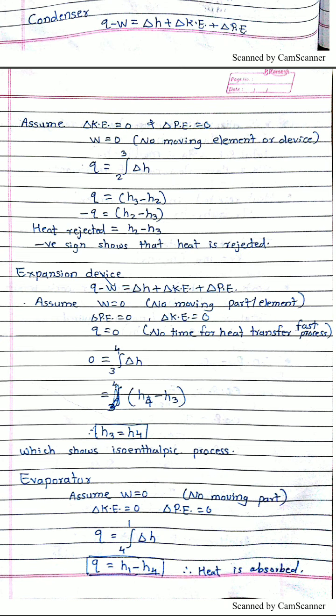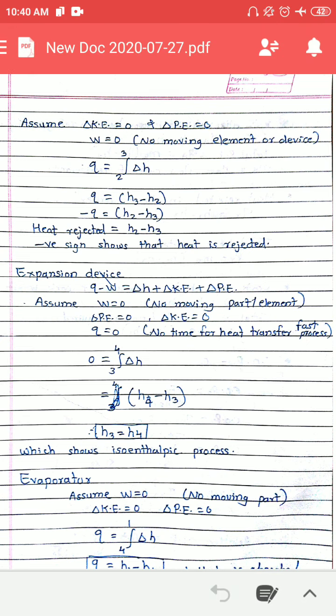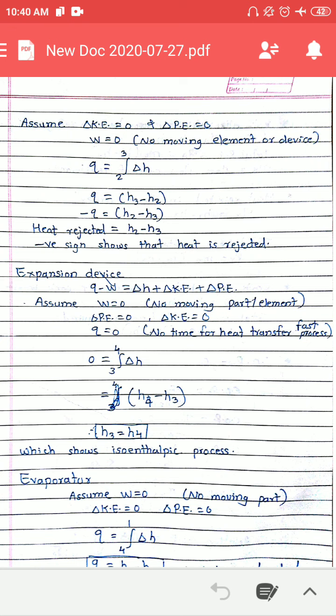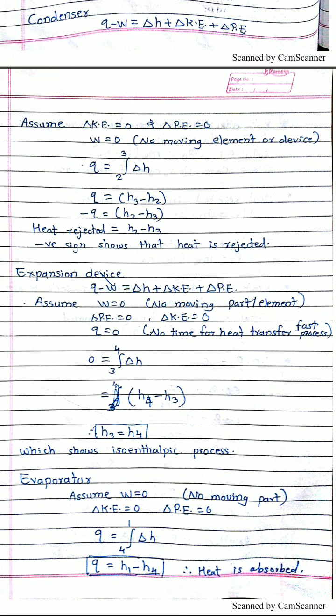We are taking the upper limit. So if we are transferring this H3 to the other side, it becomes plus. So H3 is equal to H4. So in the expansion process, what you have observed is H3 is equal to H4, which means there is a straight line in the pH chart.